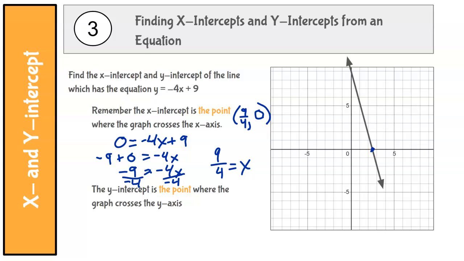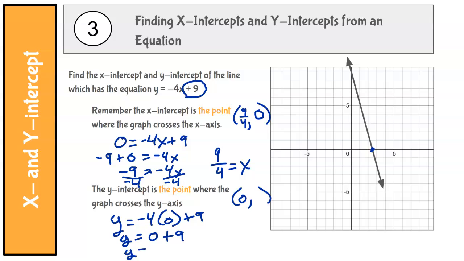The y-intercept is the point where the graph crosses the y-axis. Now, you probably already know, because this is slope-intercept form, that plus 9 is the y-intercept. But let's go ahead and put the 0 in for x just to see that, okay? So y equals -4 times 0 plus 9. That would be y equals 0 plus 9. So y equals 9 when x is 0. And sure enough, we get the same answer as we deduced from the fact that this was in slope-intercept form, and we also can see it on the graph here. That's 0, 9.